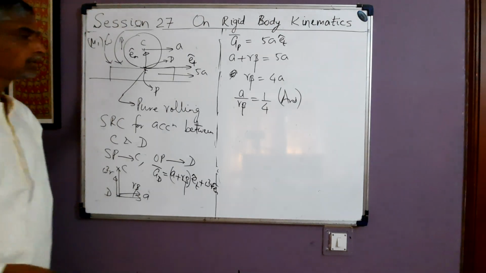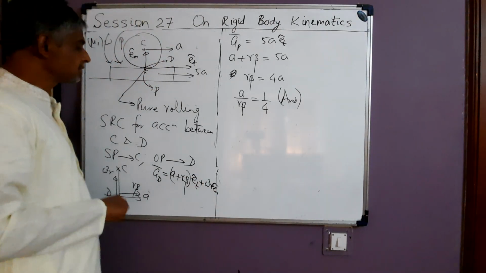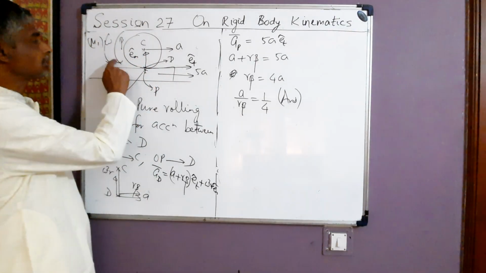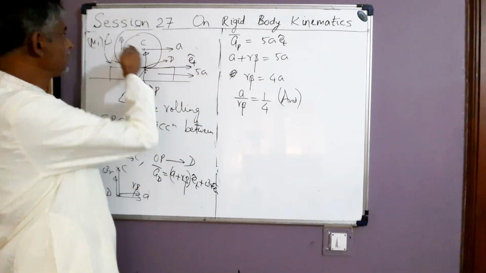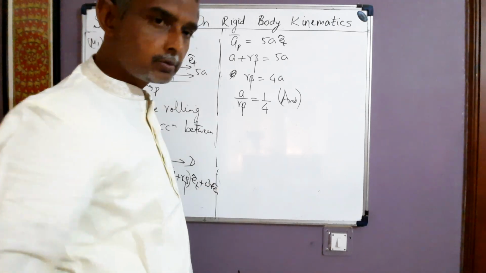Alright, so this I solved by method 1. See, one fundamental point should be noted. Since we have applied the SRC procedure in the ground frame, the acceleration and angular velocity all have to be taken with respect to the ground frame. And a, 5a, beta, R, omega, they are all given with respect to the ground. So there is no problem here, okay?